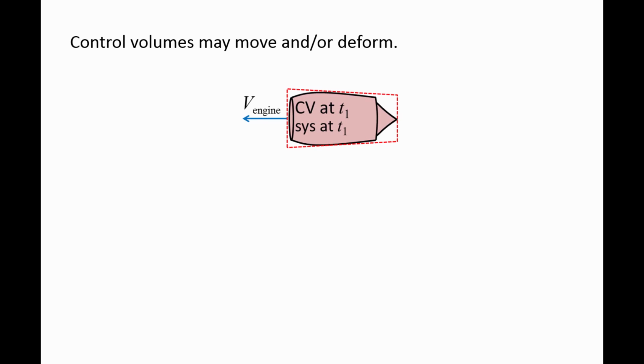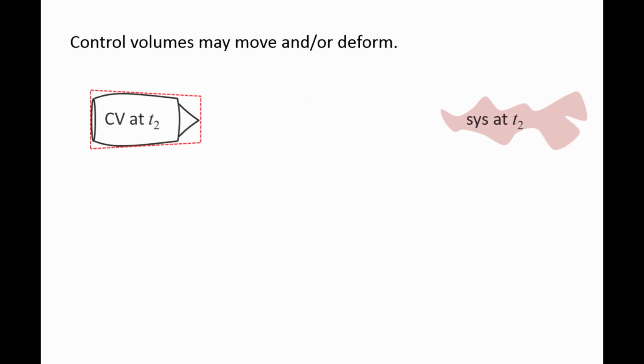For example, a jet engine is filled with air, fuel, and exhaust gases at time t1. The control volume is the region of space occupied by the jet engine and outlined by the red dashed lines. The system is the pink shaded area. At time t1, the control volume and system occupy the same region of space. At a later time t2, the control volume has traveled to the left while the system has been expelled to the right. In this case, the control volume has moved but not deformed.